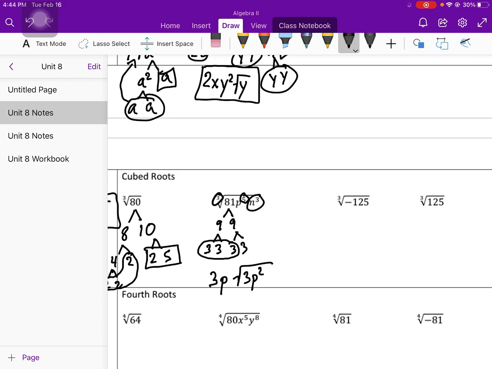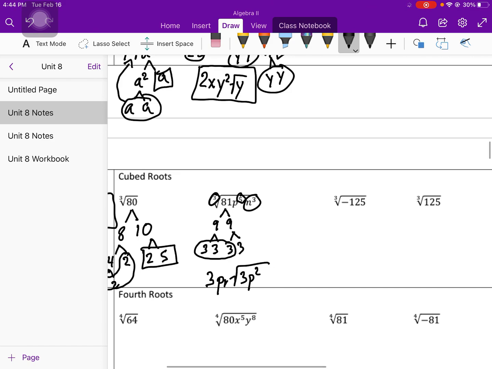And then m cubed, we could take out all of the m's and write it as a single m, and then there's none left inside. And we just got to write the 3 here. This would be the answer.